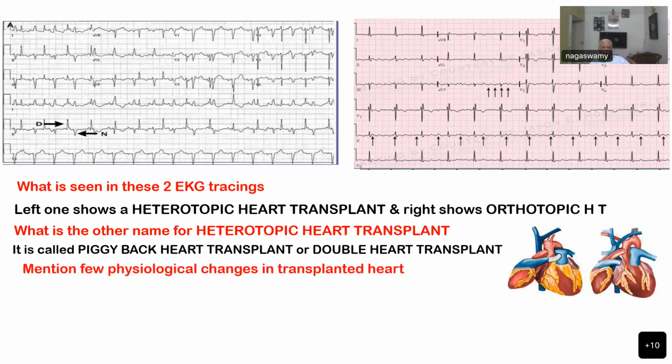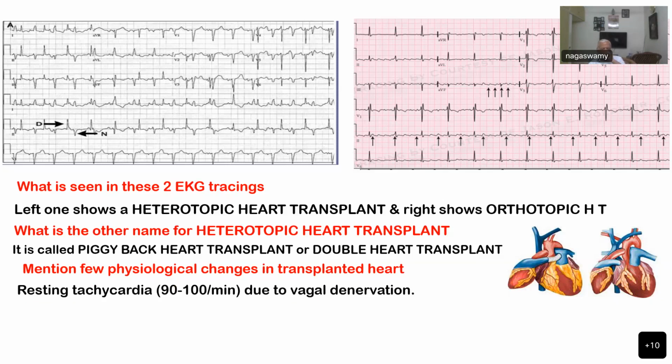Mention a few physiological changes in the transplanted heart. How does a transplanted heart behave? No sympathetic or parasympathetic activity. Yeah, it is denervated of vagus, so it goes out of vagal control. So it works only on its own inherent stimulation. So there will always be resting tachycardia, 90 to 100 beats per minute, due to vagal denervation.